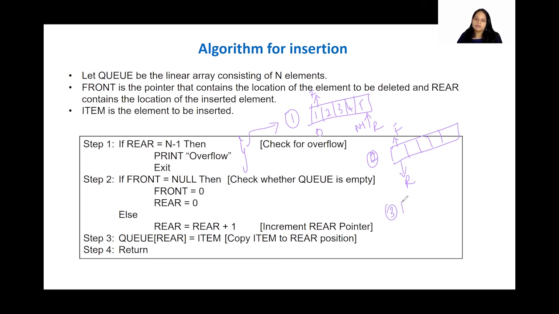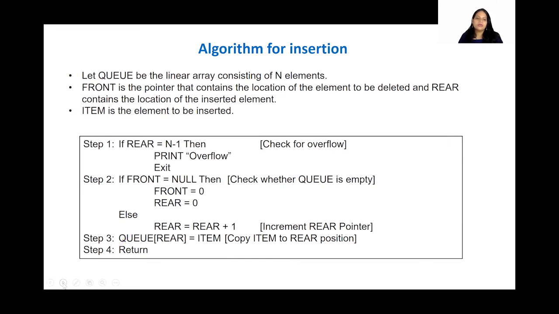Third case is where my queue has a few items, but it has not reached n minus 1 yet. So it is somewhere over here. In that case, I am going to increment my R and then add that particular item, which is nothing but this line, the third step. Okay. So this is my first step, this is my second step, and this is my third step. I hope this is clear.